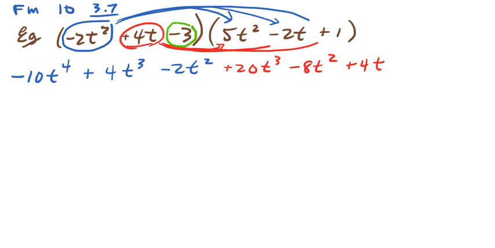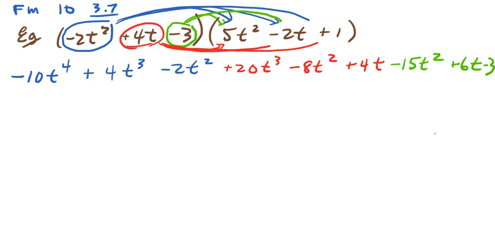So here's the last term. So we need to do one more set of multiplication, then we can gather all the like terms. So negative 3 times 5 would be negative 15t squared. Negative 3 times negative 2t is plus 6t, and then minus 3 in the very end there. Okay.